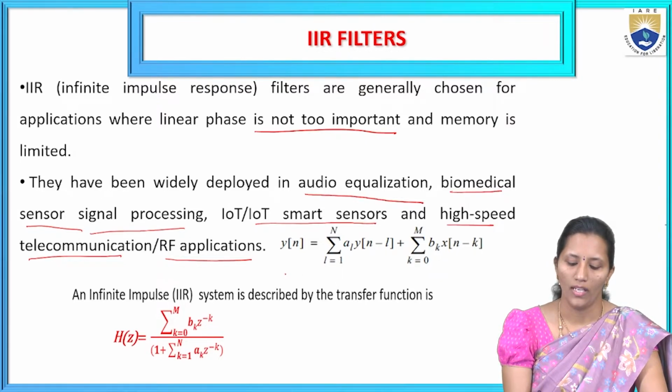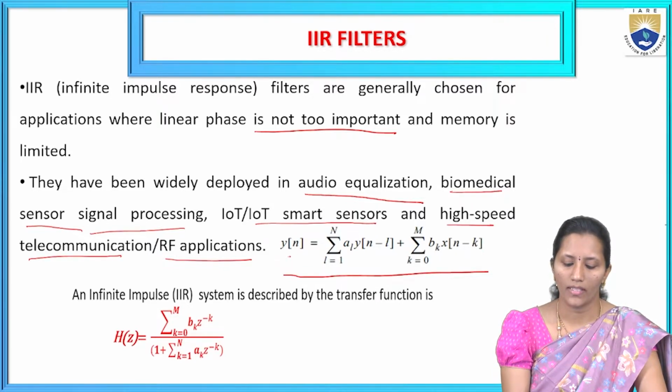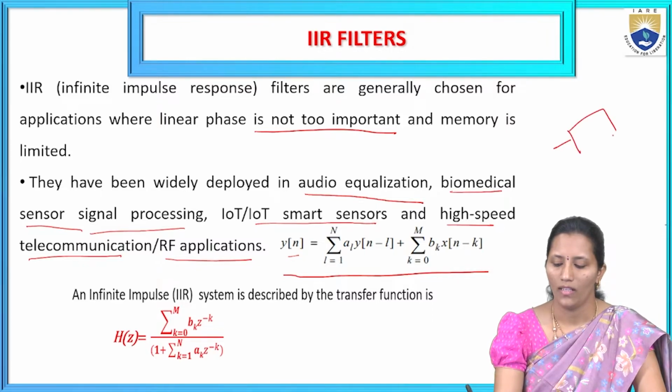So if we look at the basic difference equation for the IIR filter, here y of n is the output of the filter. So this is an IIR filter.